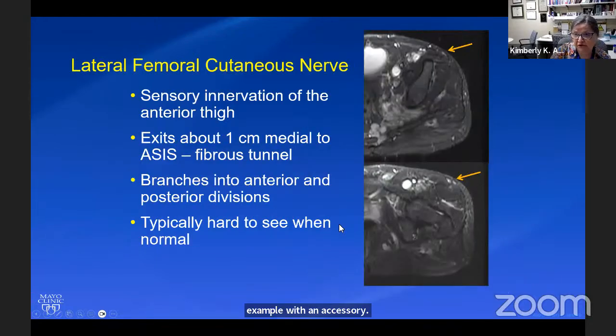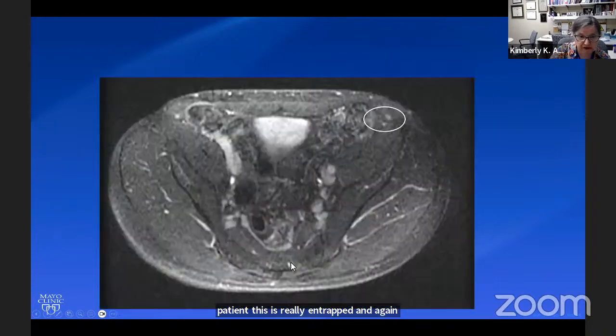Lateral femoral cutaneous nerve, pretty common to see entrapment kind of at the level of the fibrous tunnel after it divides near the ASIS. And you can see here both the anterior and posterior divisions are enlarged and hyperintense. So this is what you want to see in order to tell this patient this is really entrapped. And again, this improves with the release.